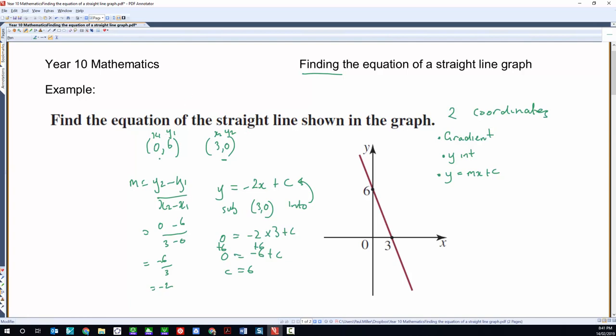And we know that the y-intercept is 6 already, but this gives us the ability to do it with any 2 points, whether it's the y-intercept or not, okay? So now that we've found out our y-intercept, we can write this formula down, or this equation down, y equals negative 2x plus 6. That's the equation that produces that graph over there.